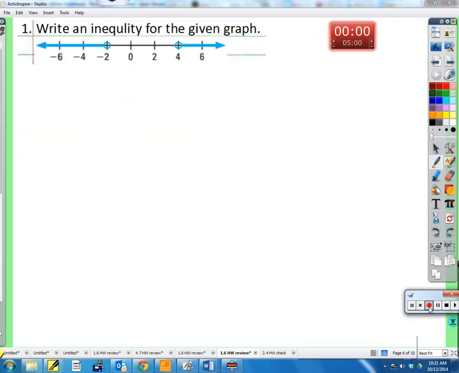Here we go. Okay, number one, we're going to write an inequality for the given graph. So we're going to say x is less than or greater than something like that. Clearly, I think we can see x is less than negative two, or x is greater than 4.